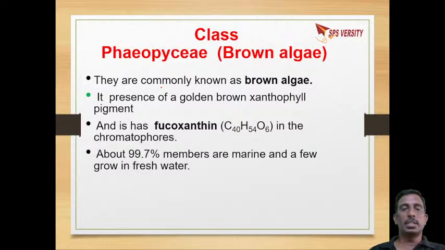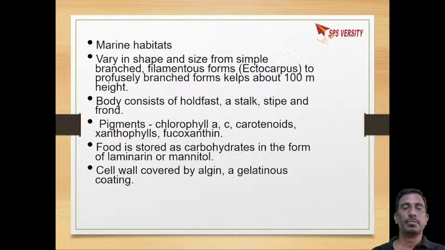Next class is Phaeophyceae, which is generally called brown algae. The brown color is due to the brown pigment, xanthophyll, along with fucoxanthin. Most of the brown algae are marine, that is 99.7 percent of members are marine; very few are freshwater. They may be simple branched filamentous forms. Highly profuse branched forms are called kelps. The body has a holdfast, which attaches to the substratum, a stalk or stipe, and fronds.